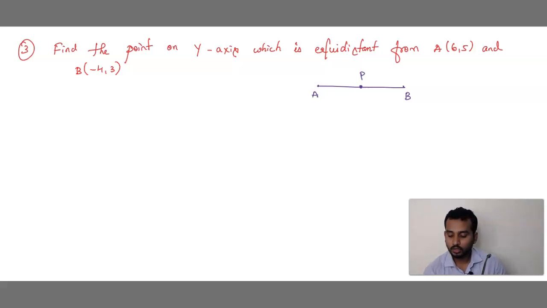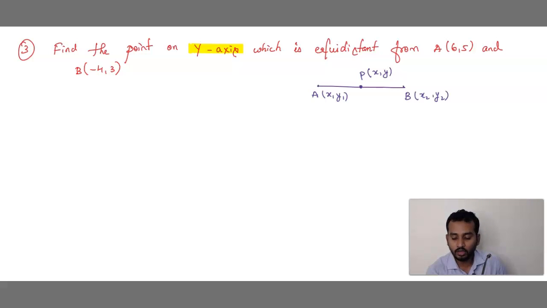Okay. Now we know that the coordinates of A are x1, y1. Coordinates of B are x2 and y2. Correct. And coordinates of P are x comma y. So this is a general representation. Now according to this question, what is it saying?